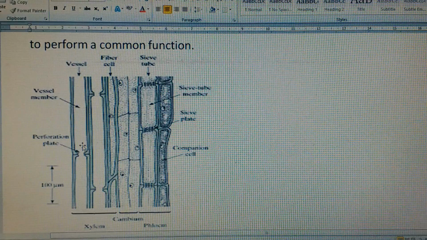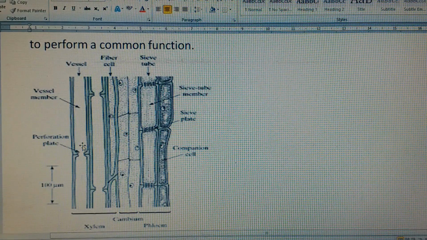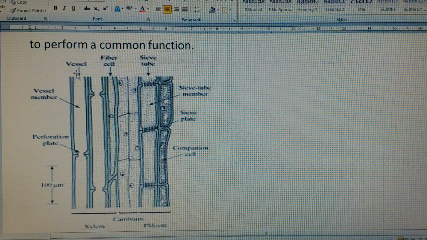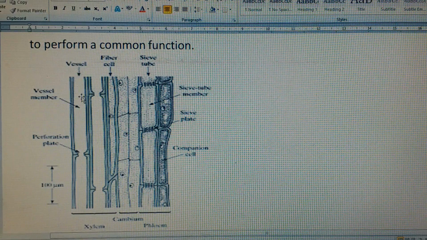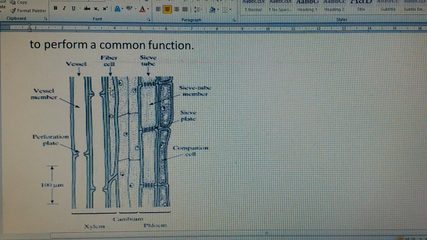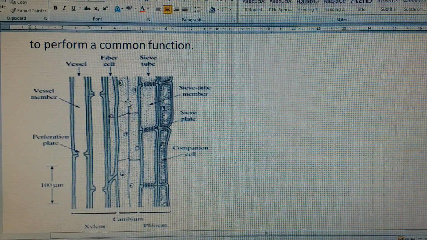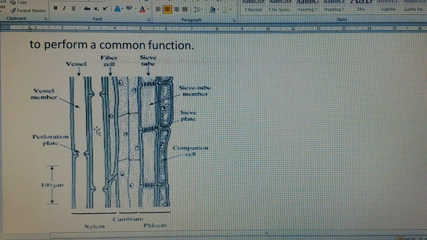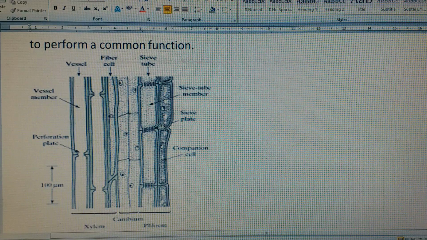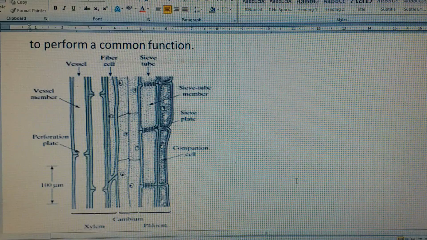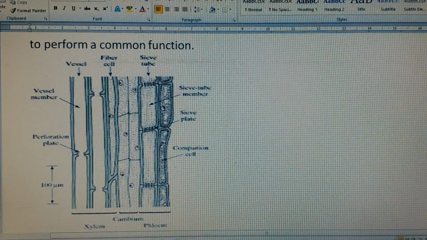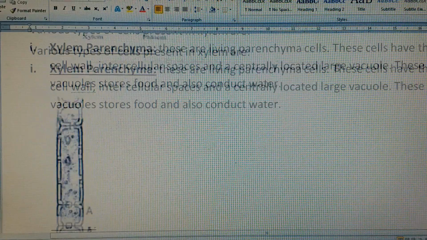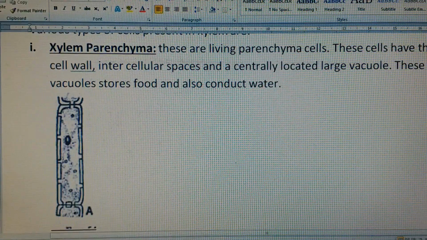You can see here, xylem tissue has various cells. This is the xylem vacuole, this is the vacuole over here. Vessels, you can see over here. These are the xylem fibers, and these are simple cambium cells, and these are the tracheids, and these are the trachea. This is the structure of xylem and phloem together. Now we will see the structure of xylem.